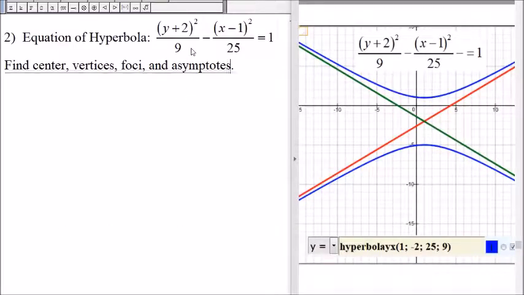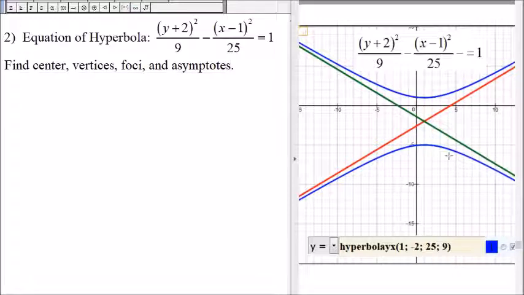Here we have the hyperbola (y + 2)² / 9 − (x − 1)² / 25. And if we graph this on the graphing calculator, then this is what it looks like. So we can see that the branches open up and down.